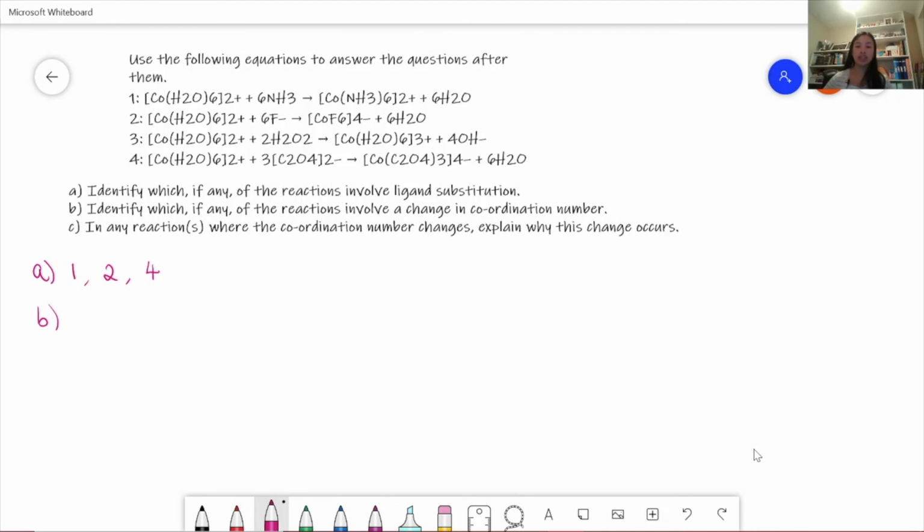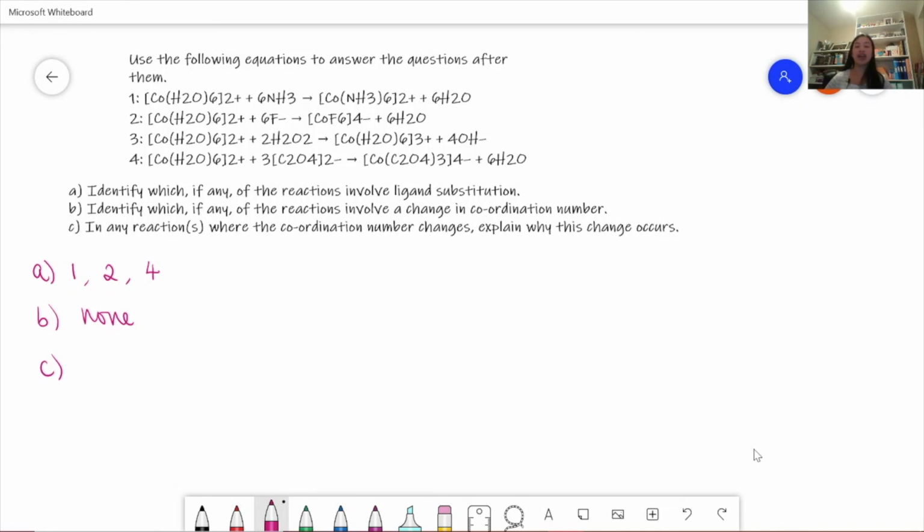And then for the fourth equation, we have a bidentate ligand which has substituted the monodentate ligands, which are the waters. And what we need to remember about bidentate ligands is that they bond twice, and they form 2 coordinate bonds to the cobalt metal ion. And because we have 3 of them, that means that they form 6 bonds altogether with the cobalt. And so again, the coordination doesn't change. So we have none as the answer for B. And then for C, in any reactions where the coordination number changes, explain why this change occurs.